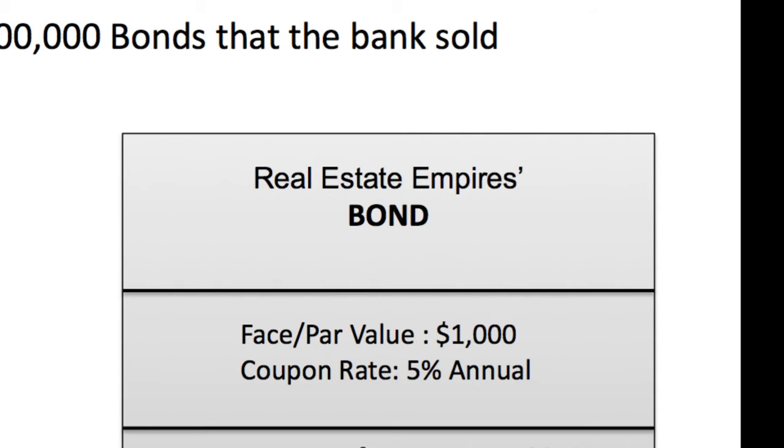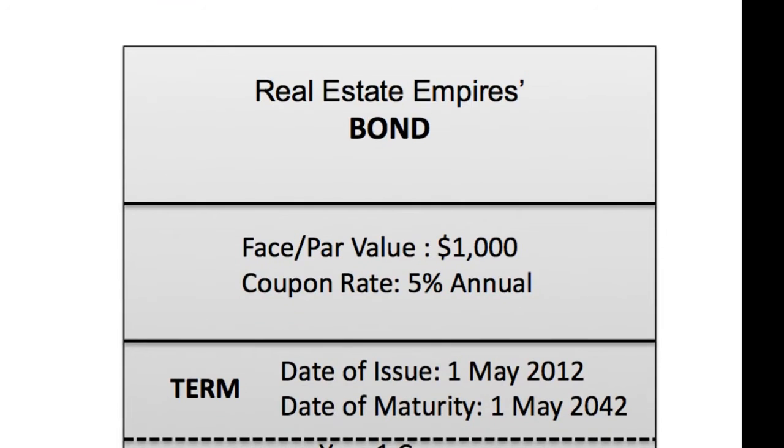And so let's move down and look at the term. As we look at the term, we can see that the date that this bond is issued is 1 May 2012, and the date that the bond becomes mature is 30 years later on 1 May 2042. When Jesse buys that bond from the Real Estate Empires company, he buys it on 1 May for $1,000. Then whenever the bond becomes mature on 1 May 2042, Real Estate Empires is going to have to pay Jesse his $1,000 back that he initially purchased the bond for.